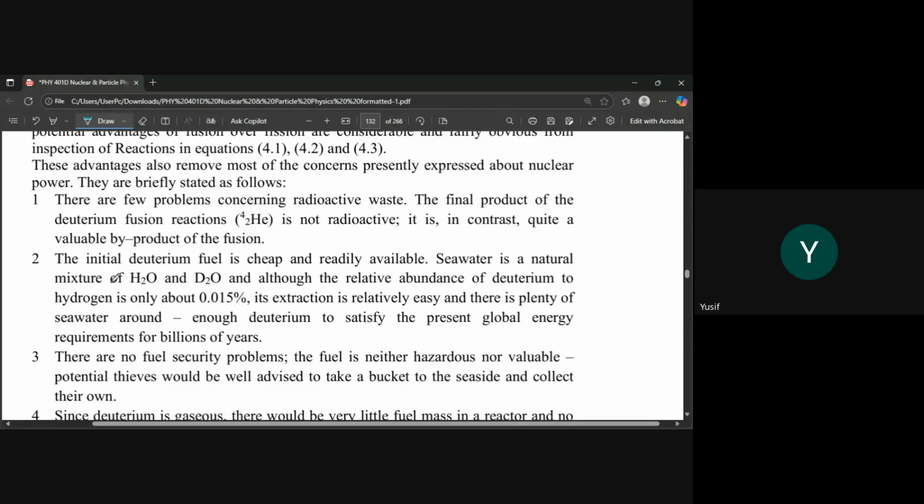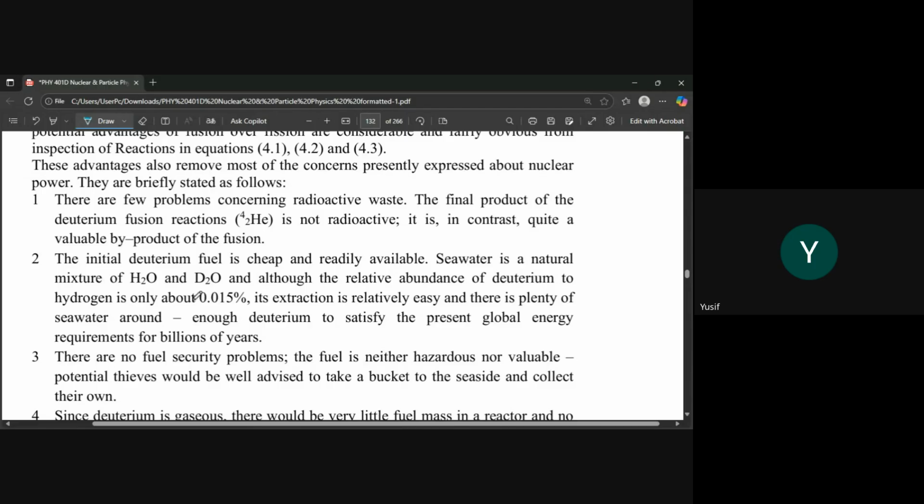So with that one, when you are talking about the reactants of the fission reaction, the fissile materials, they are very cheap and they are also always available. So when you take them, it's not that expensive and you can just use it to do whatever you want. And they say seawater is a natural mixture of water and deuterium, and although the relative abundance of deuterium to hydrogen is only about 0.015%, this extraction is relatively easy and there is plenty of seawater around, enough deuterium to satisfy the present global energy requirements for billions of years.